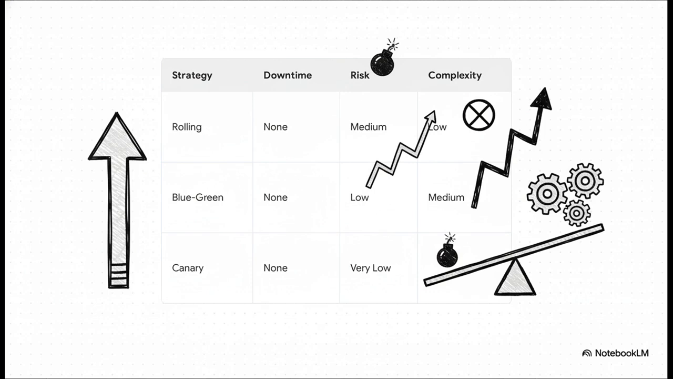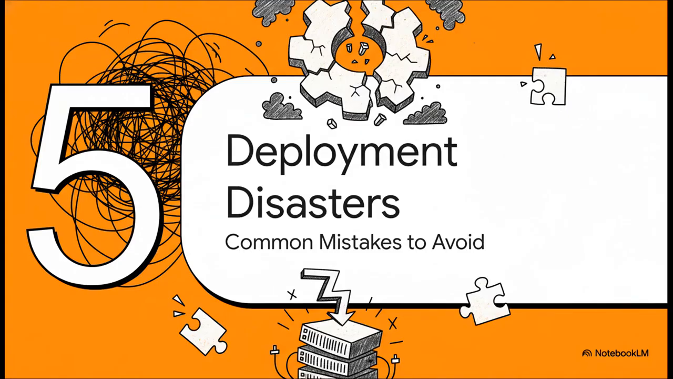As you move from rolling to blue-green to canary, the risk goes down, but the complexity goes way, way up. There's really no free lunch here. If you want to reduce risk, it's going to require more sophisticated engineering. So you can see the trade-offs.